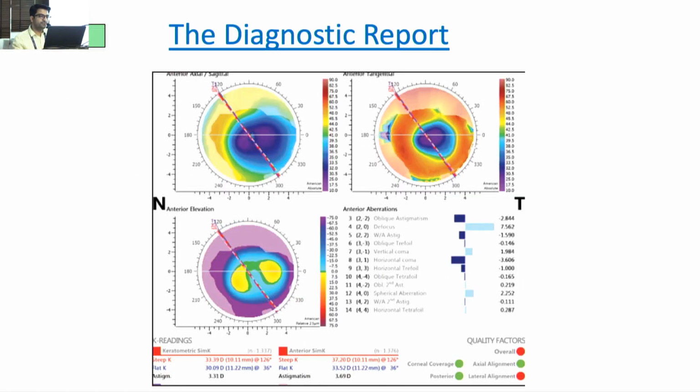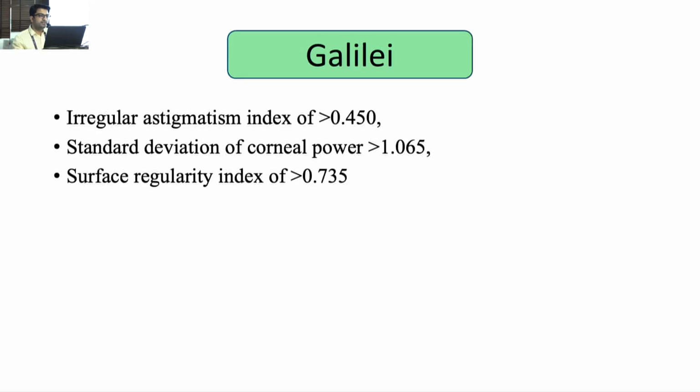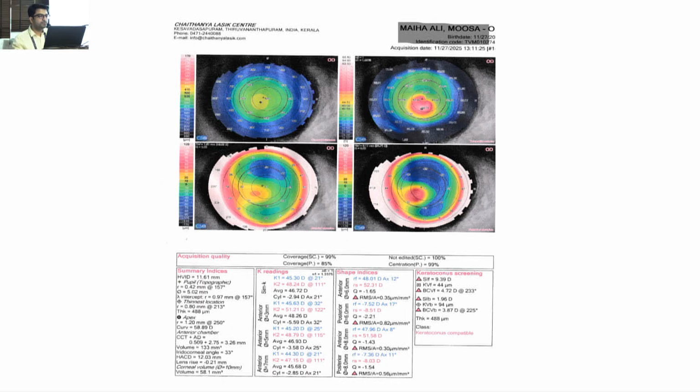In the Cassini, we have a Cassini report like in Pentacam. In Galilei, what you have to remember is an irregular astigmatism index of more than 0.45, or a standard deviation more than 1.065, or a surface irregularity index more than 0.735 is diagnostic of keratoconus. Sirius also gives a report like in Pentacam. You can see here what you get in a keratoconus.